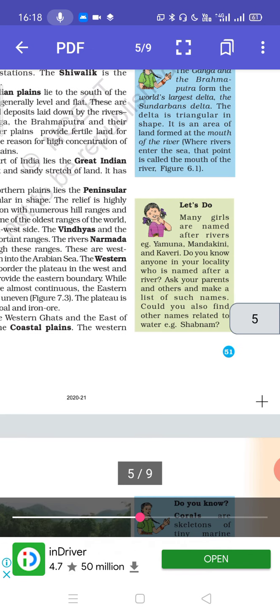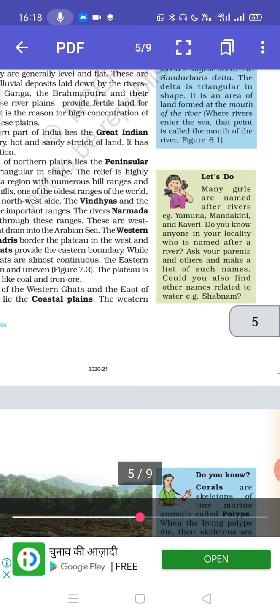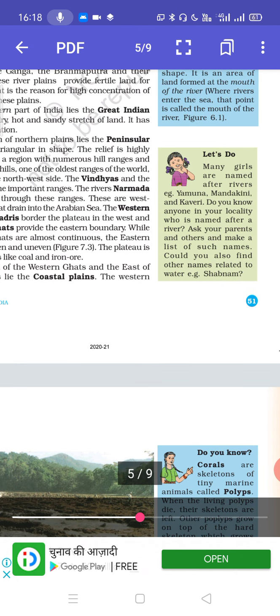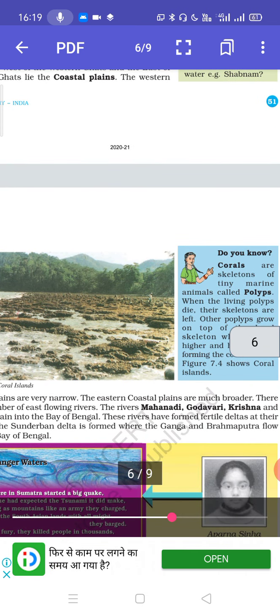Do you know? Let's do. Many girls are named after rivers. So Yamuna, Mandakini, Kaveri. Do you know anyone in your locality who is named after a river? Ask your parents and others and make a list of such names. Could you find other names related to water? For example, Shabnam. Okay, so this is just an activity. Obviously, there are other names also. For example, they have told you names like Yamuna, Mandakini, Kaveri. You have Ganga, and then you have Saraswati. So all these are rivers also, and they are names given to girl children also.